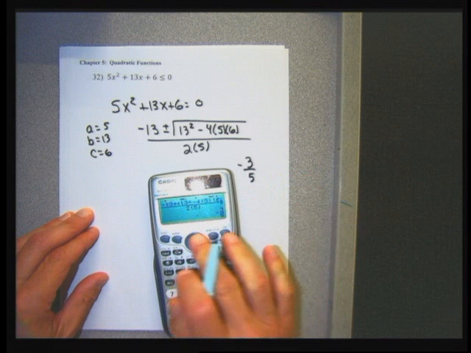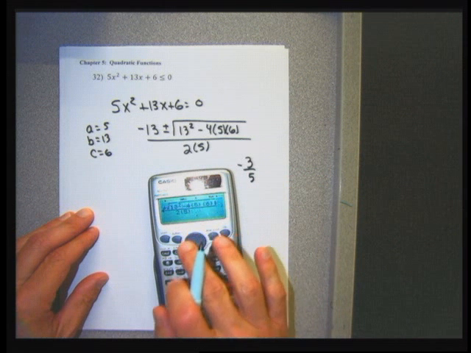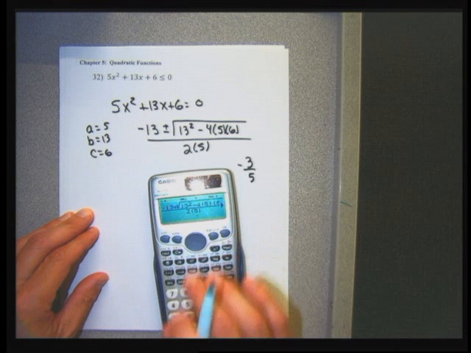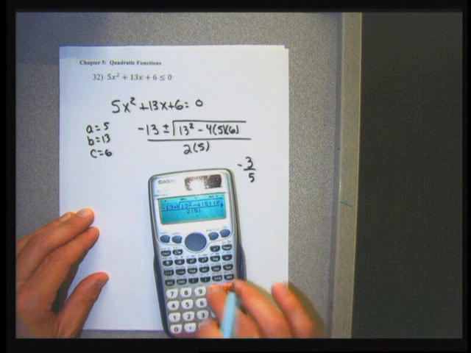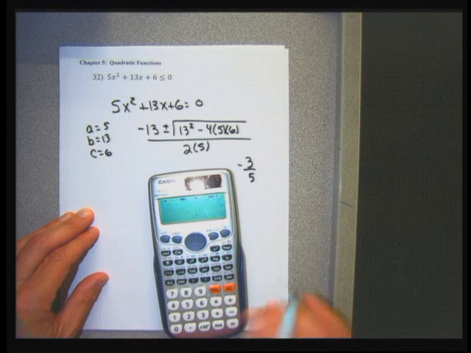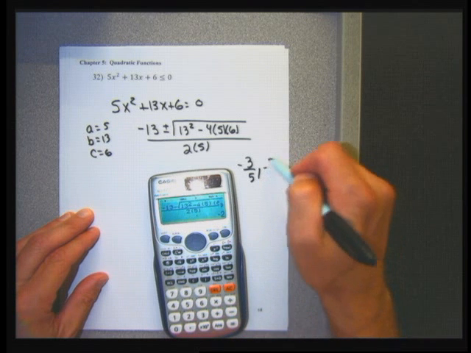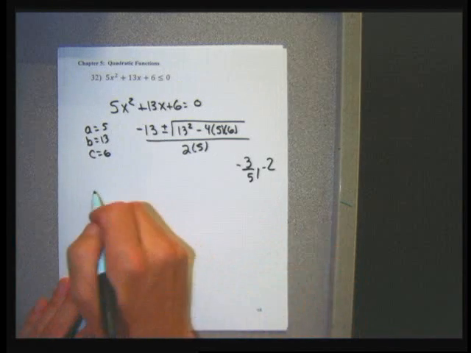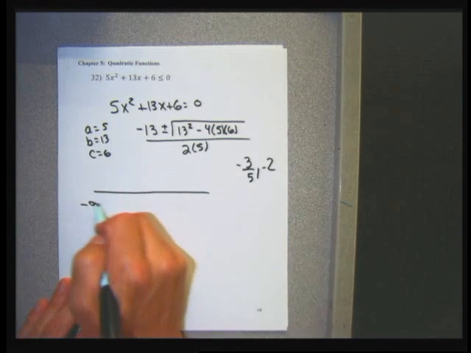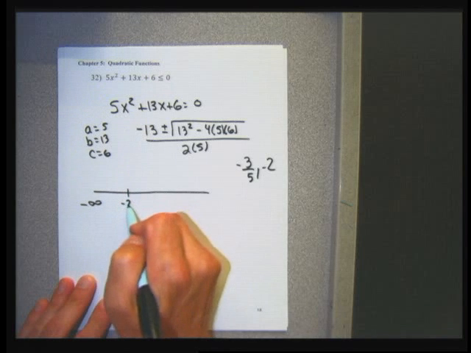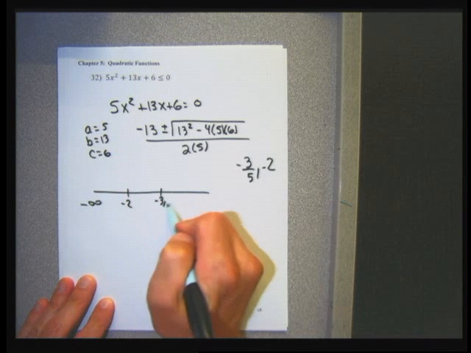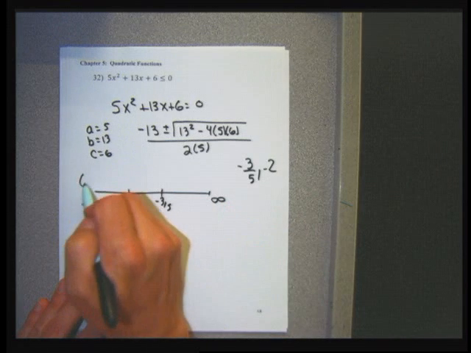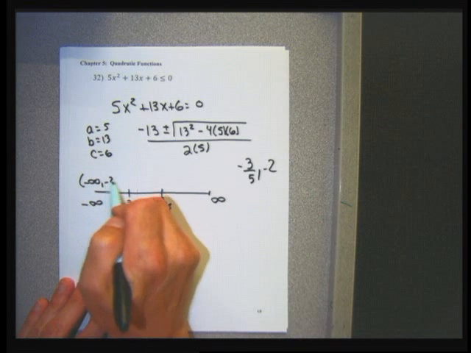Now I'm going to back up, get up to that plus sign next to the square root, delete it, change it to a minus sign, and I get -2 for my other answer. So my numbers for my number line, I get a -infinity, -2, -3/5, and positive infinity.